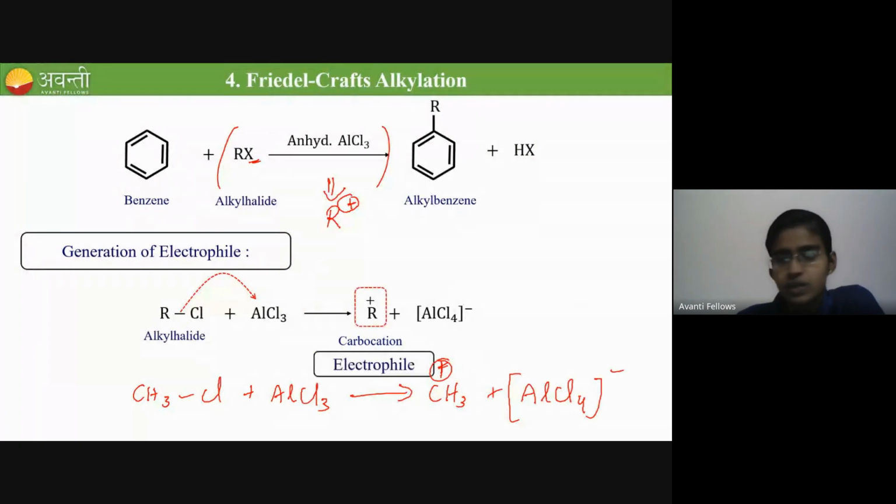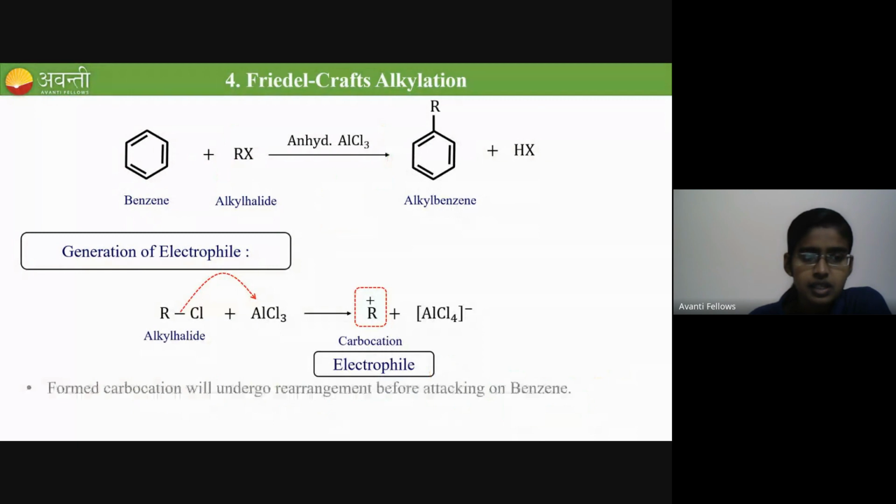In some cases, rearrangement occurs. In the case of methyl and ethyl, we don't find any kind of rearrangement. When we go with propyl, rearrangement occurs, which I will show you in the next slide. That rearrangement happens because of the formation of the more stable carbocation. So the carbocation will undergo rearrangement before attacking benzene in some cases.